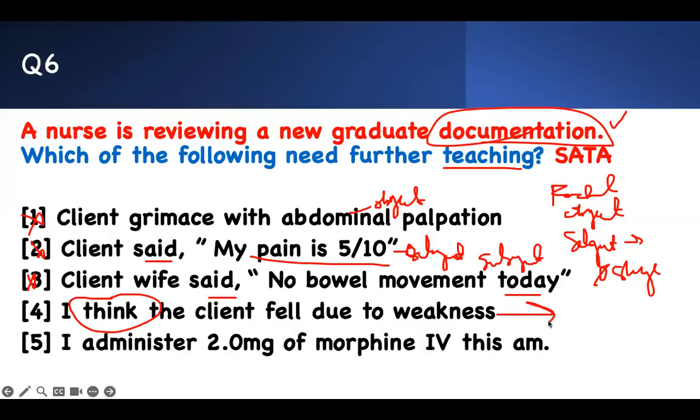It's what you observe that's your objective, and what the patient tells you is subjective, but not what you think. "I administered 2.0 milligram of morphine IV." This is bad. This can mean 20 and AM. Why don't you say morning? So which one needs further work? 4 and 5 are not good, right? They are not good examples.